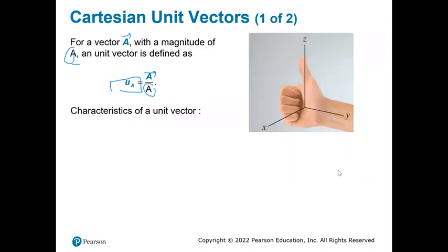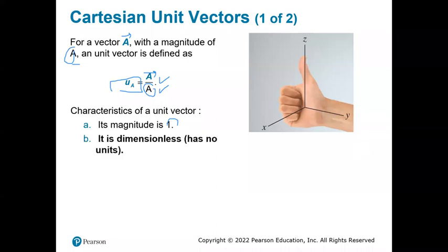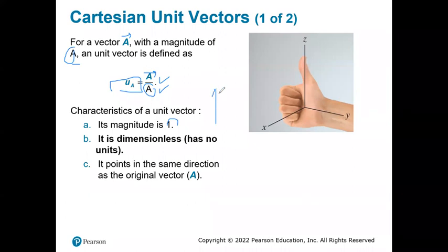So this unit vector, what is its magnitude? It's always going to be 1 because it's the vector divided by its magnitude. That's why we call it a unit vector. And it doesn't have any dimension because we are dividing a vector by a magnitude, so it has no units. It always points in the same direction as our original vector. For example, if my vector is vertically A, then my unit vector, let's say UA, is also going to be in the direction of A.